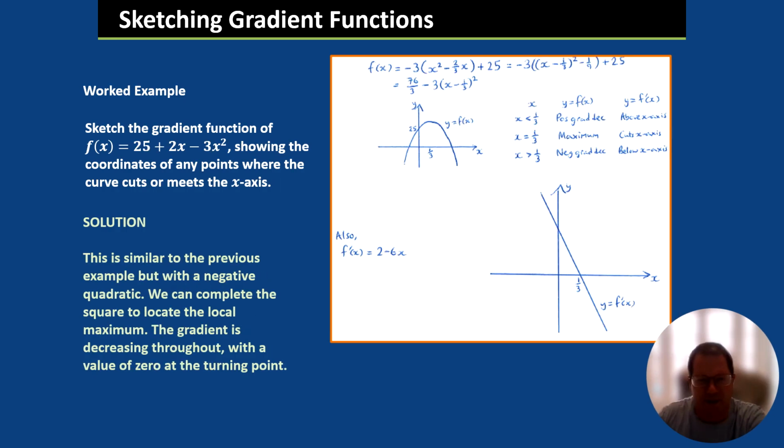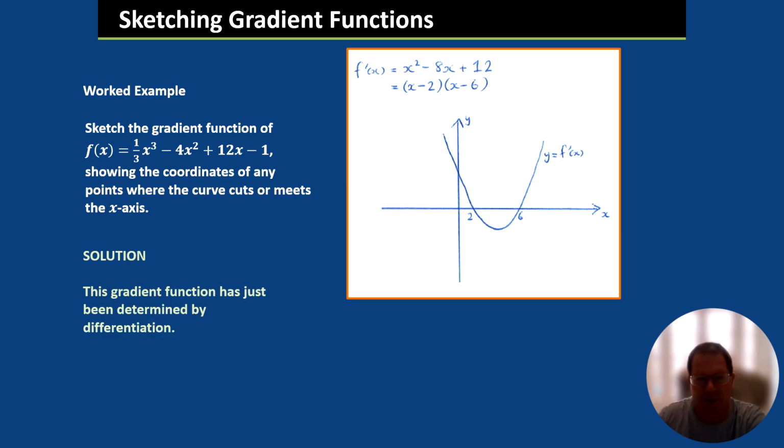A worked example with a negative quadratic. Sketch the gradient function of f of x equals 25 plus 2x minus 3x squared, showing the coordinates of any points where the curve cuts or meets the x-axis. This is similar to the previous example, as I said, but with a negative quadratic. We can complete the square to locate the local maximum. The gradient is decreasing throughout with a value of 0 at the turning point.